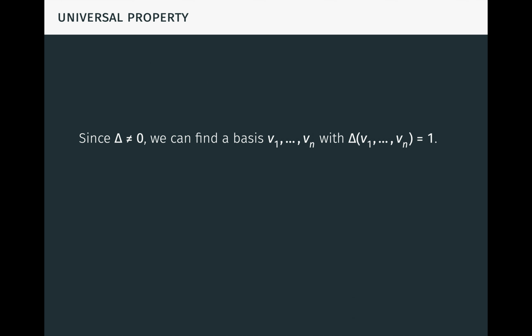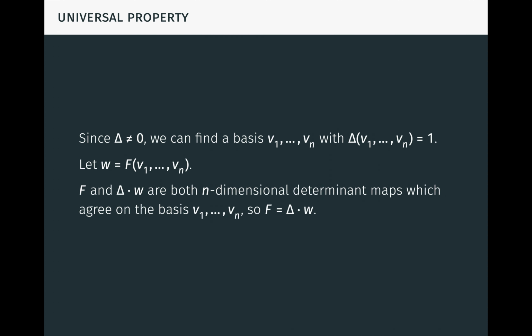Back to the proof of the universal property. Since delta is non-zero, we can find a basis v1 to vn on which delta is 1. Indeed, by the reasoning we just saw applied to delta, we must be able to find a basis on which delta is non-zero, and then we can just scale one of the basis vectors so that the value is exactly 1. Let w be f of v1 to vn. Then f and delta times w are both n-dimensional determinant maps, which agree on the basis v1 to vn. So we must have f equal to delta times w.